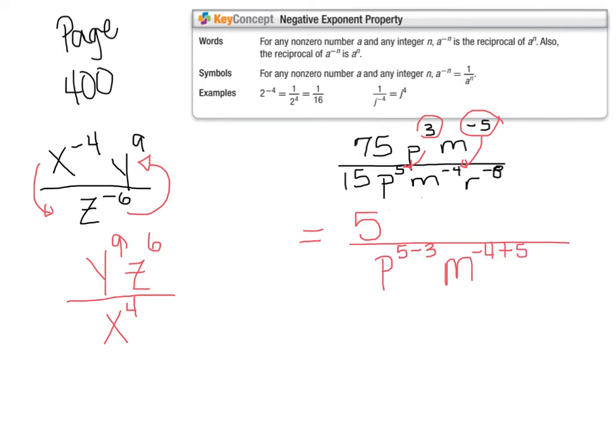And finally, we have an r to the negative 8th in the denominator. That needs to become positive. So I'm going to cross that to the numerator, and my r to the 8th will now be positive. Now I got some cleanup work to do here. 5r to the 8th, p to the 5 minus 3, of course, p to the 2nd, and m to the negative 4 plus 5 would just simply be m.